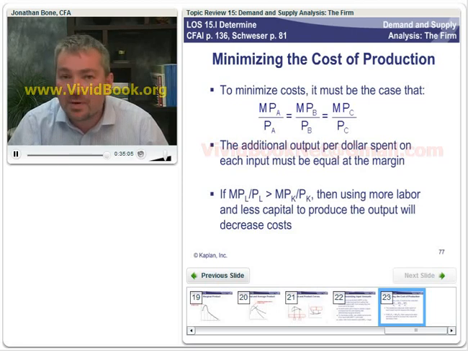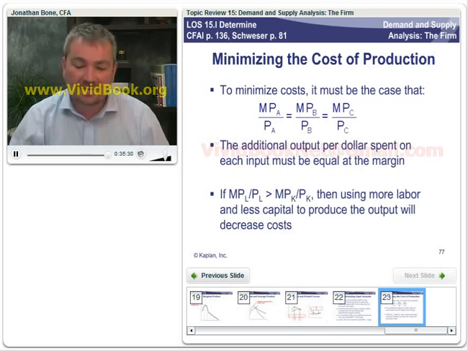Now, as we keep on employing labour, its marginal product will decline, diminishing returns, until eventually we end up in a scenario where the marginal product of labour divided by the wage is equal to the marginal product of capital divided by the price of capital. So in other words, we should keep on employing these different factors of production until the marginal product divided by price is equal for each factor of production.